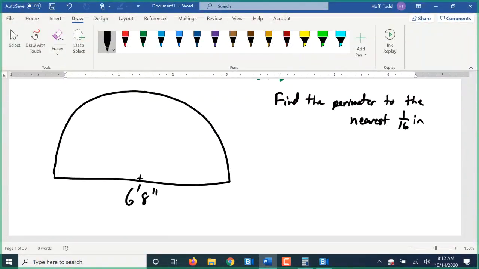So if we wanted to find the perimeter of this, we first want to find the arc of this circle, which is half of the circumference of a full circle. To do that, I'm going to change my 6'8" all into 80 inches. So the circumference of that full circle would be pi times 80. That's a half circle. I divide it by 2.